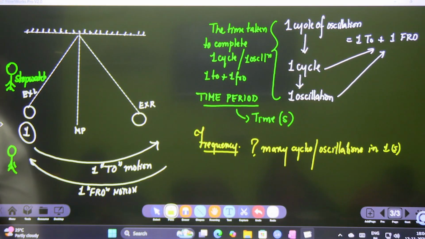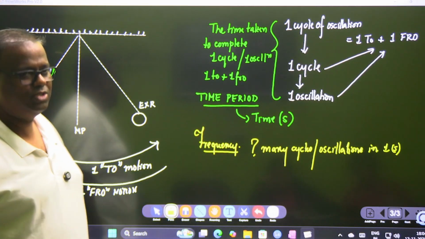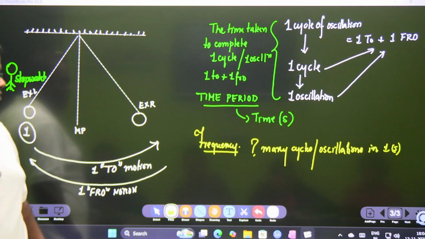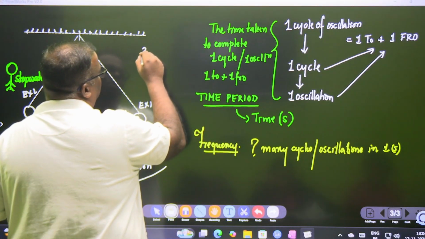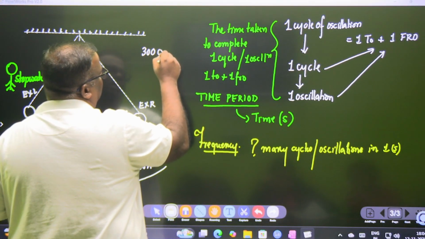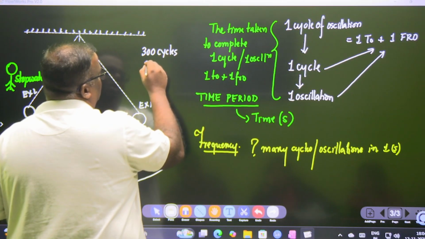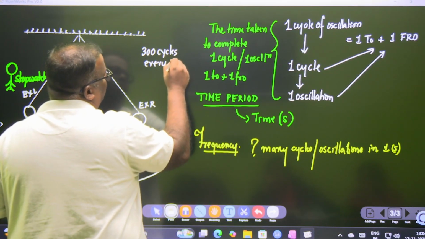Let's go to the maid example. That's the example that I gave just now, the maid and the child. I said that they are making how many? They are making 300 cycles or oscillations every 150 seconds.